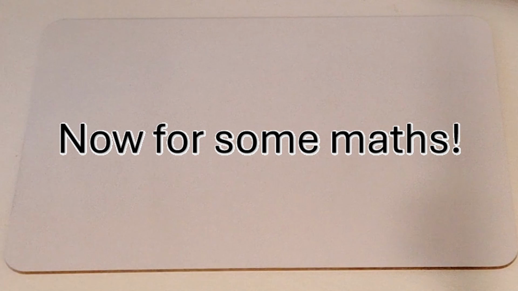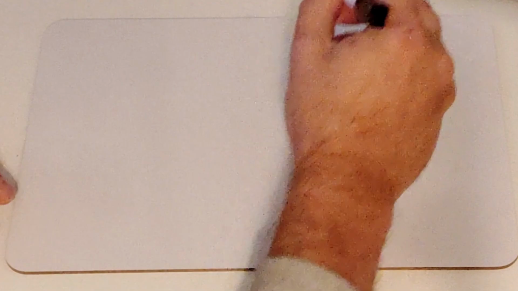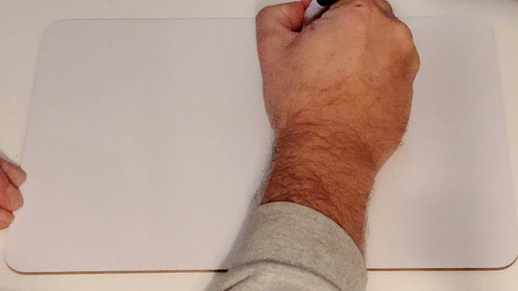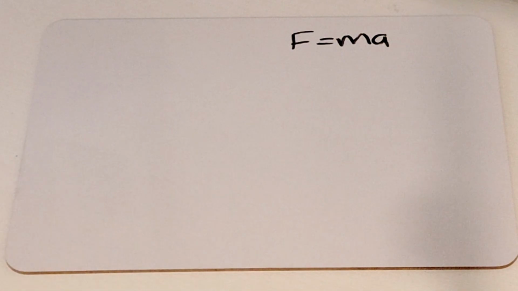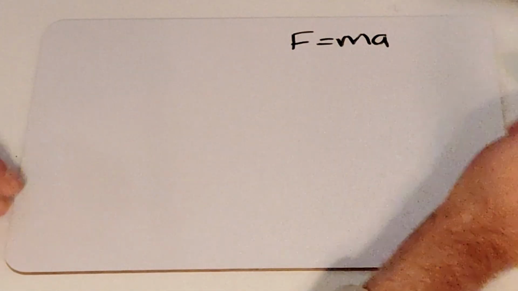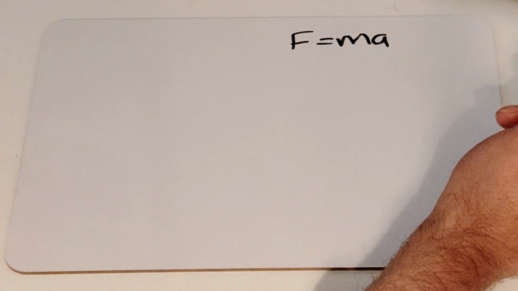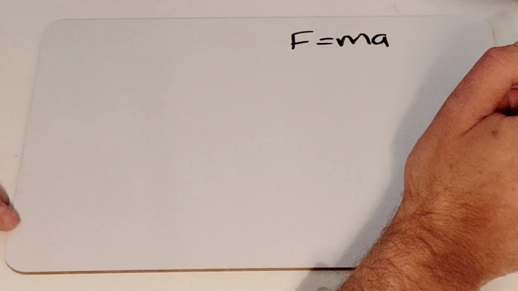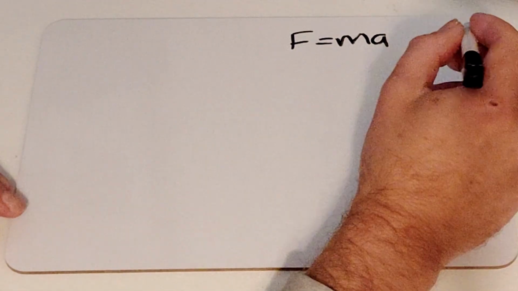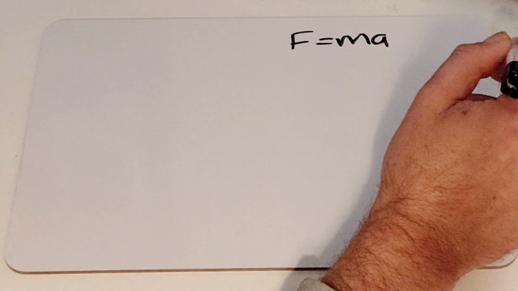Okay, now for the maths. We need to figure out the force of the punch impacting the punch bag. So I'm going to use Newton's second law, F equals ma. Newton's second law is well known, and it links force with mass and acceleration. So if we can work out the acceleration of the bag and we know the mass of the bag, we should therefore be able to work out the impact force.